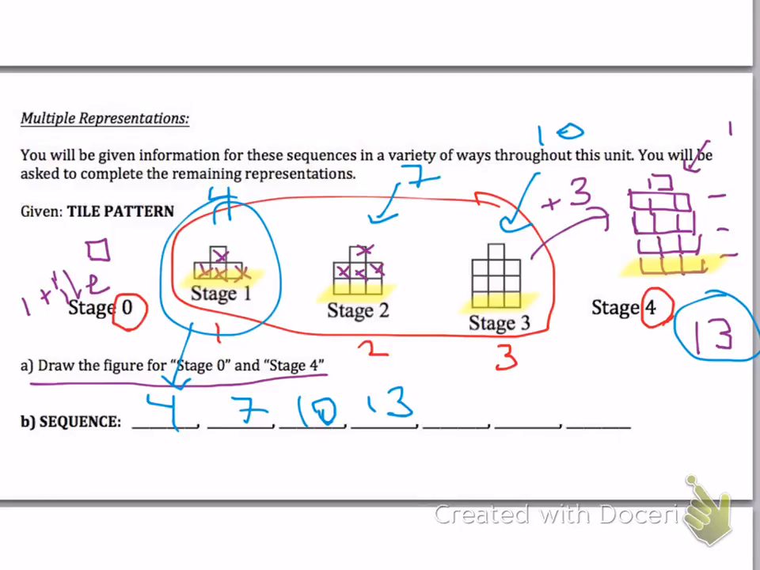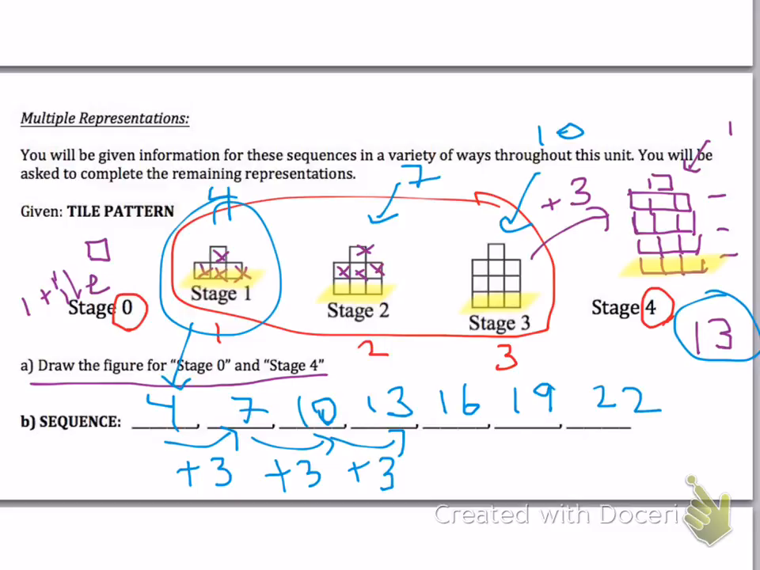So there's some extra blanks here, and typically you're going to be given some extra blanks that you'll have to fill in. So if you notice, from one term to the next, we are adding 3. We also saw that in the tile pattern, in the fact that 3 blocks were being added at the bottom. So if I continue to add 3, I'm going to get 16 here, 19 here, and 22 here if I'm doing my math correctly.